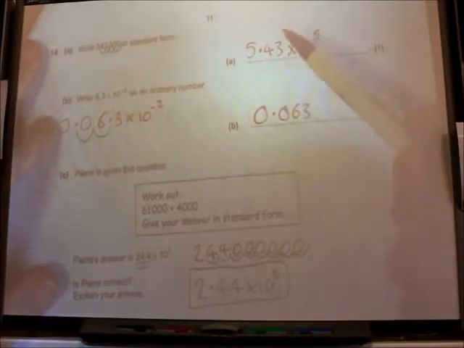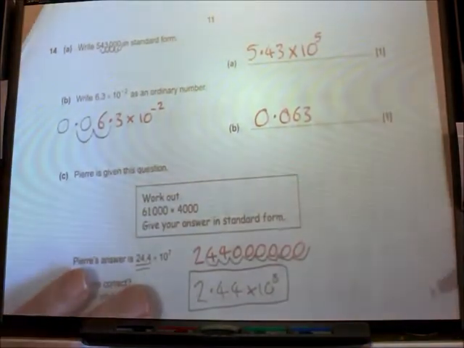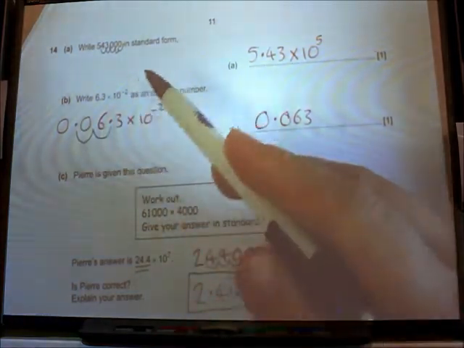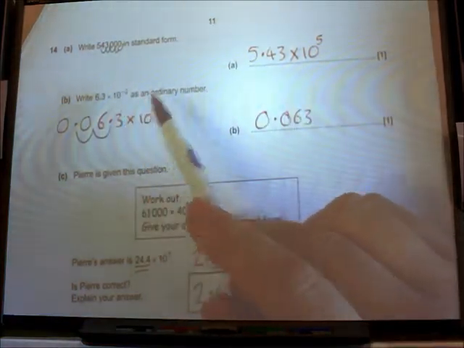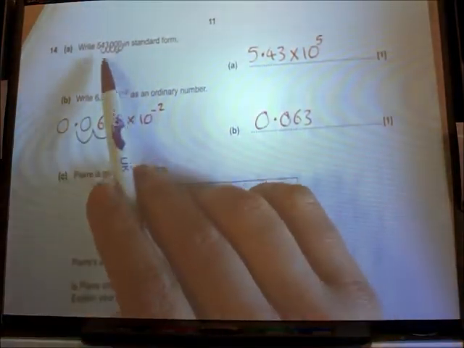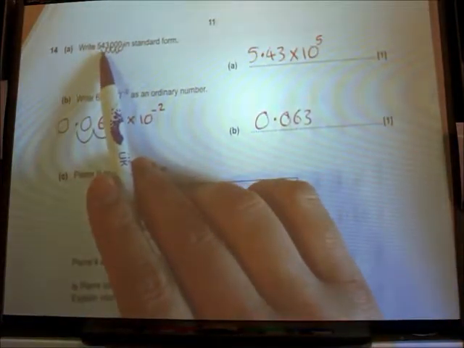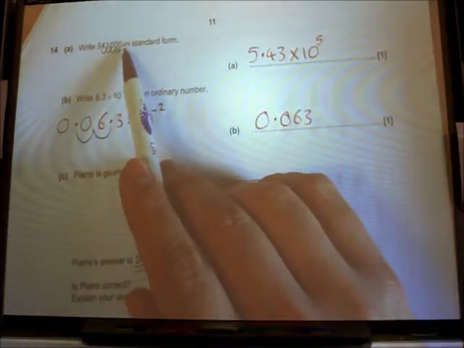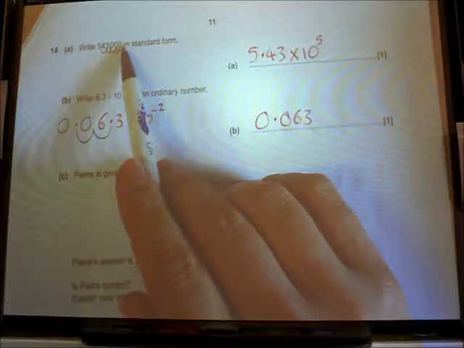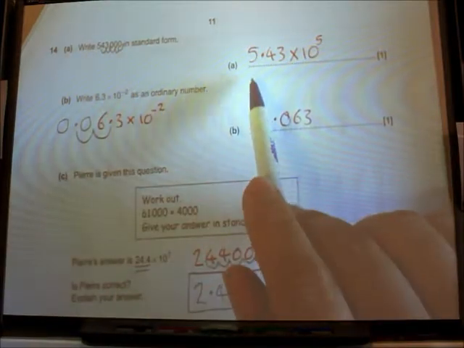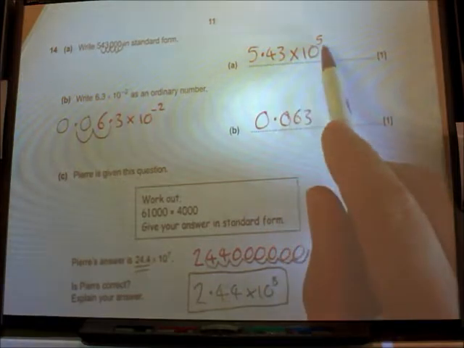Write 543,000 in standard form. To put a number into standard form, the first bit must be a number between 1 and up to, but not including 10. Then you write times 10 to the power, and that's the next bit. So it's going to be 5.43, because that's between 1 and 10. So there's my 5.43. And you see how many places you have to move the decimal point, which is 1, 2, 3, 4, 5. So it's 5.43 times 10 to the power 5.